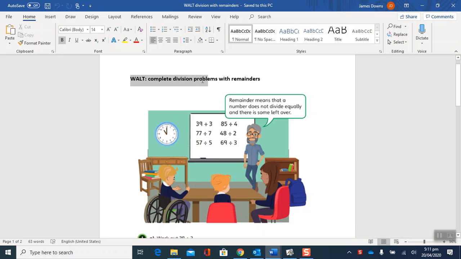Today we're looking at completing division problems with remainders. So we are learning to complete division problems with remainders. I'll just give you a bit of time to write that down. Just give me a pause, and when you're ready, you can unpause me and off we go.